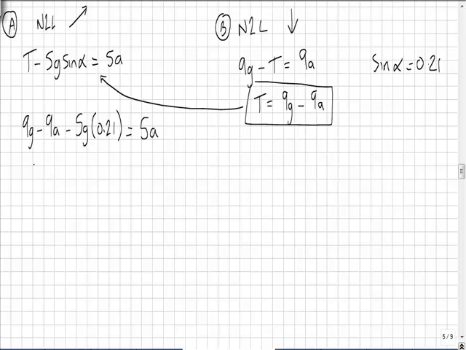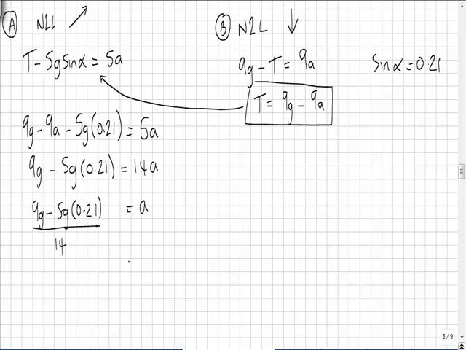Adding 9a to both sides, I can see I have 9g minus 5g times 0.21 is equal to 14a. Therefore, a is going to be equal to 9g minus 5g times 0.21 divided by 14. That gives an acceleration in this case of 5.565 meters per second every second.